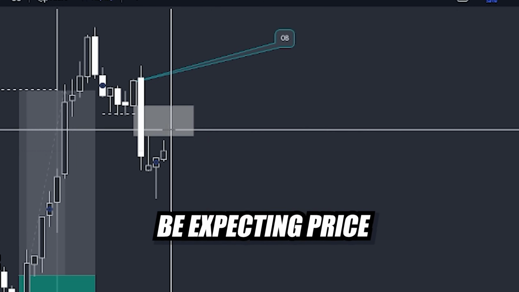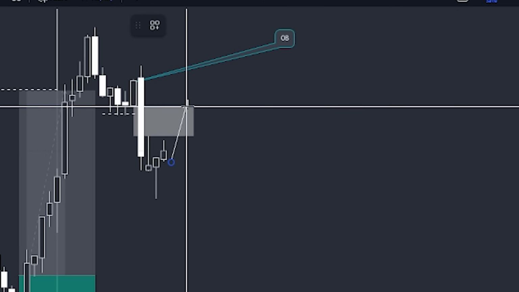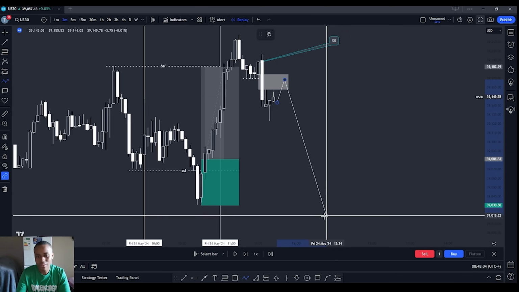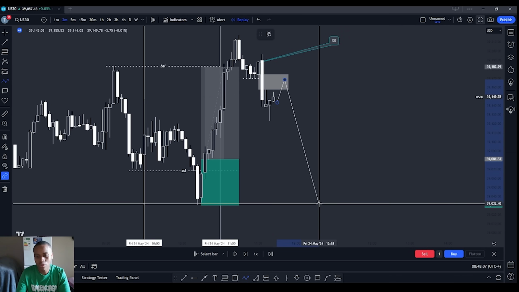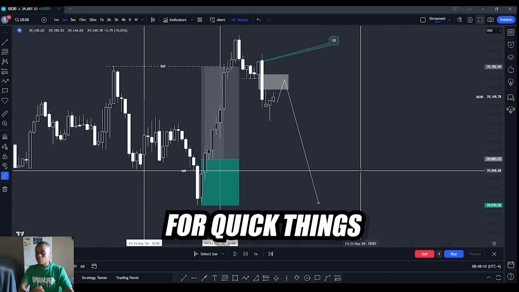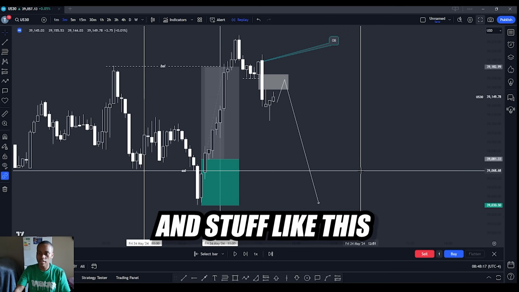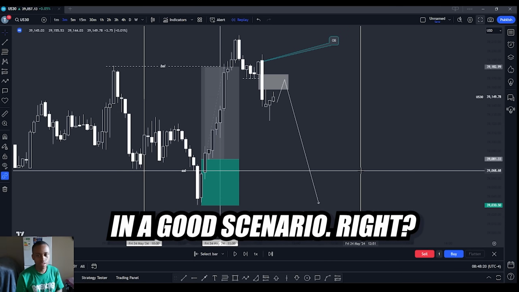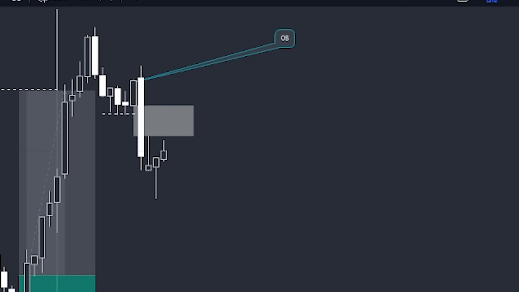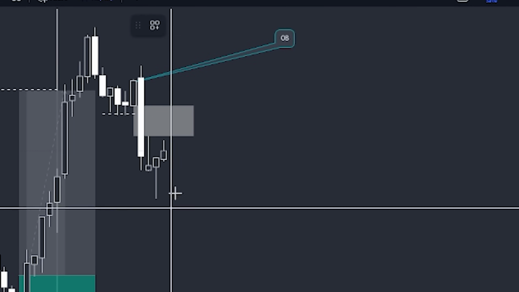So we're going to be expecting price to come inside here, and what's our target? The lowest low right there. We're targeting quick things. I'm not passionate enough to hold a trade for the whole day. So me targeting stuff like this actually puts me in a good scenario, right? So you're just basically gonna take a short position from there.